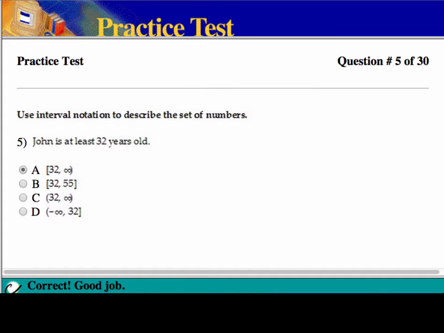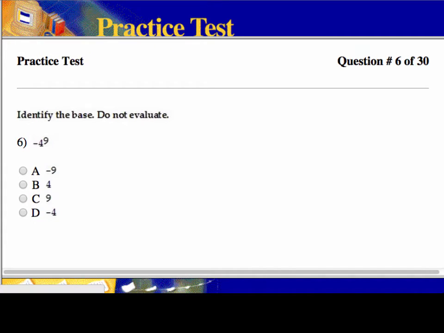We are flying through the stuff. Identify the base. What's the base? It's whatever you're raising to a power. So let's try D.